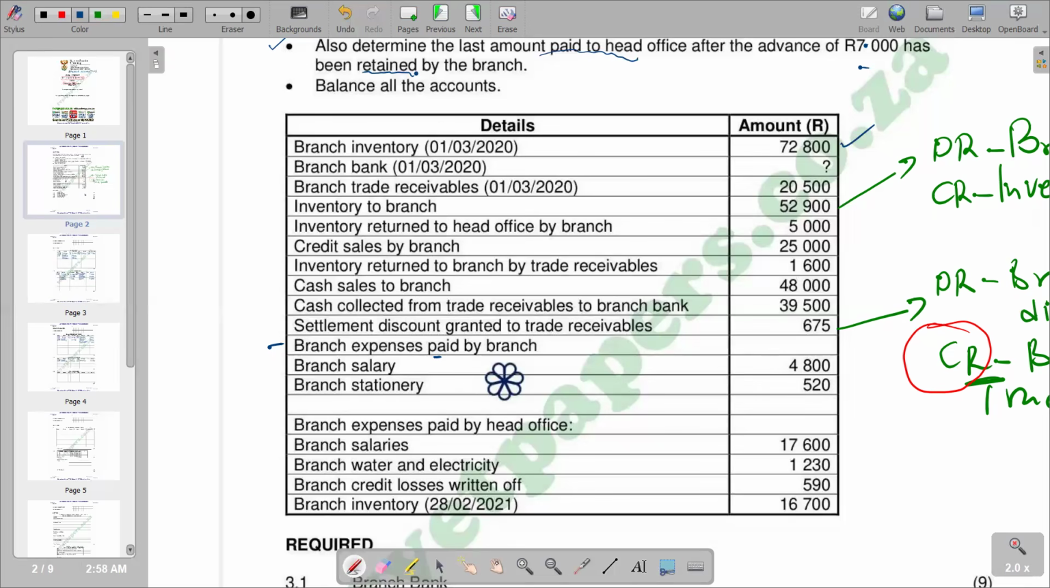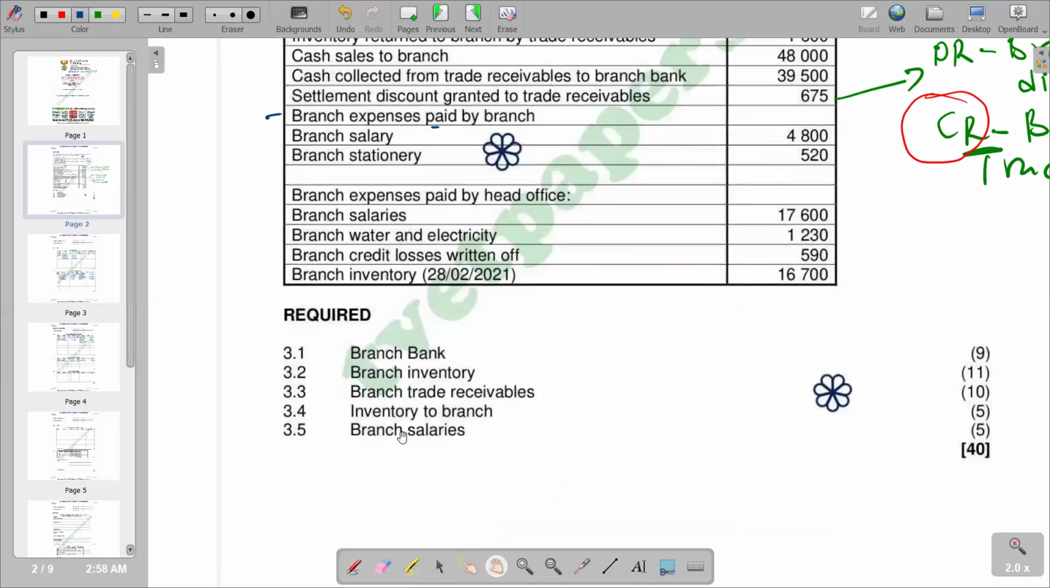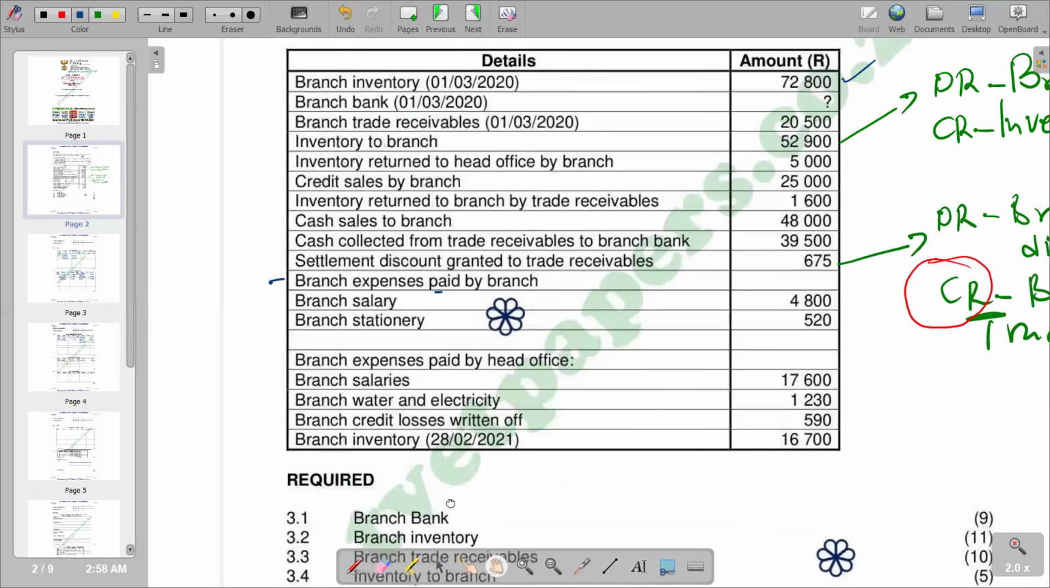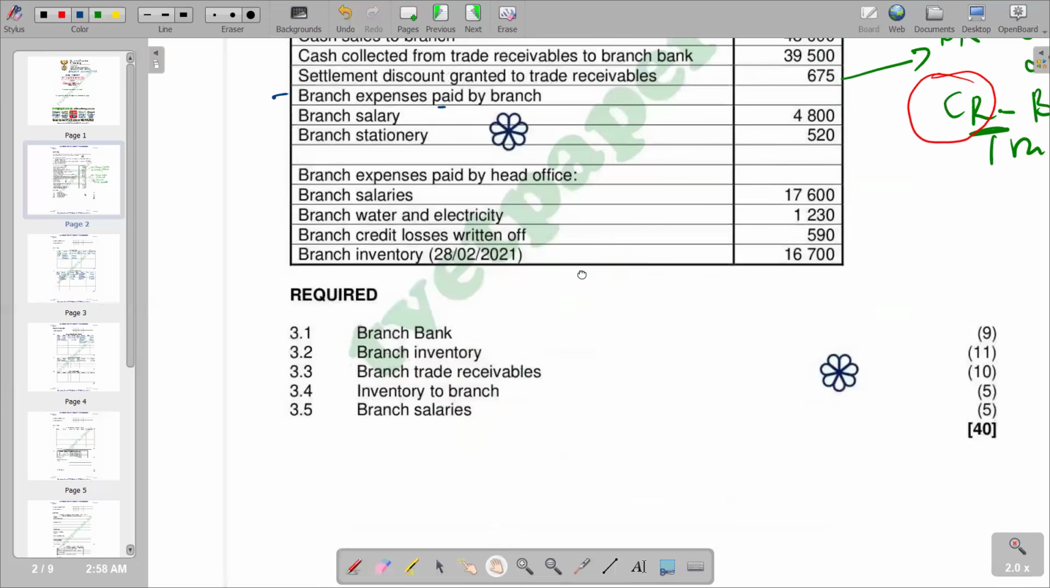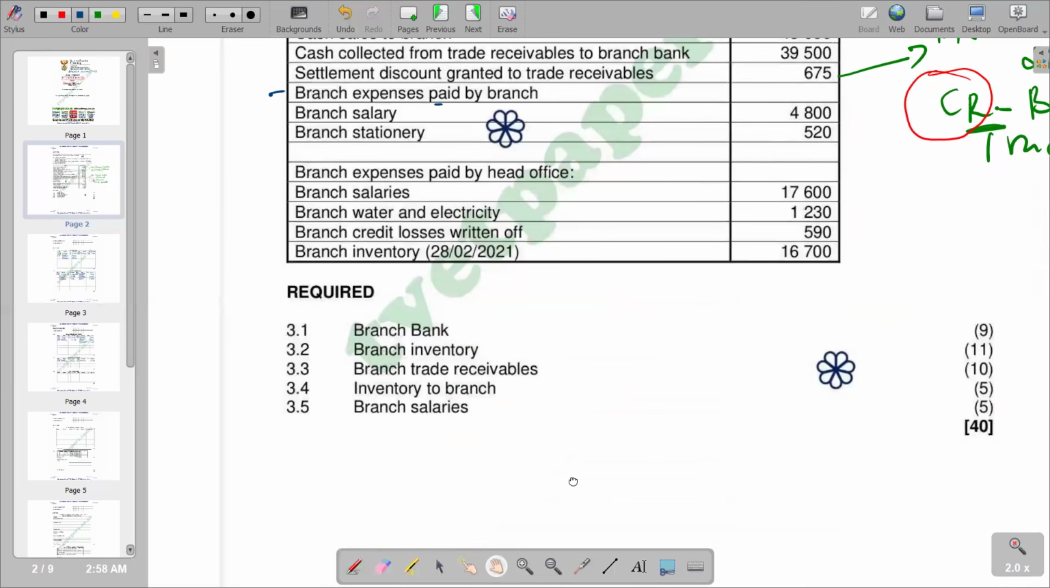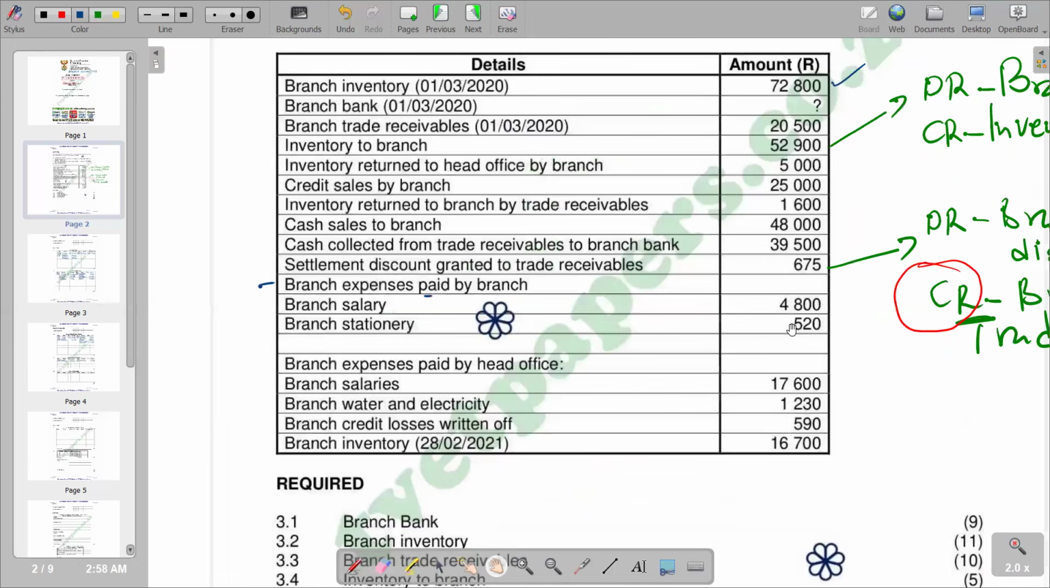But in the question, we have the branch salary here, so we are going to go to the debit side and enter that 4,800. And the branch stationery 520. We are not asked about opening of branch salary or branch stationery, so we are only going to credit our bank with 520. We are not going to open branch stationery since it's not asked in the question. So we can start with branch salary 4,800.